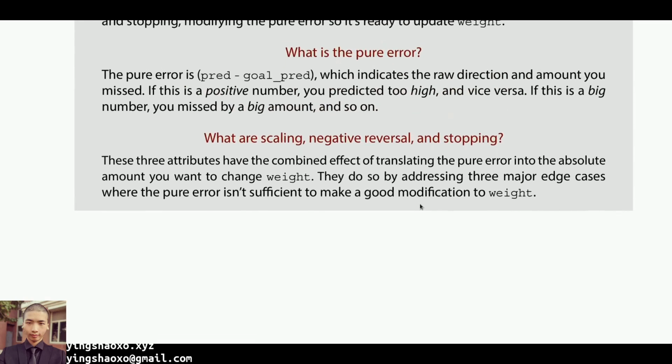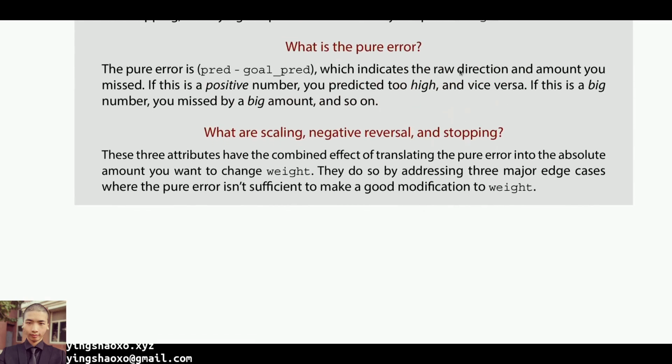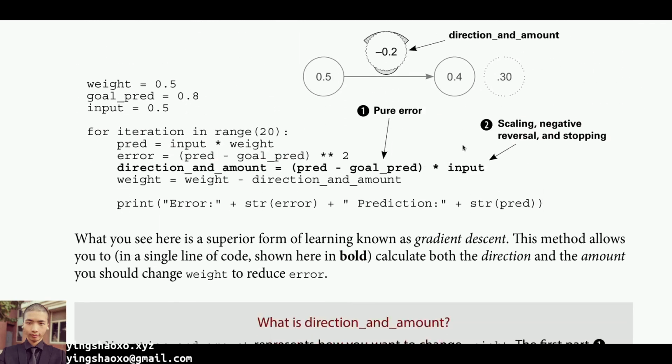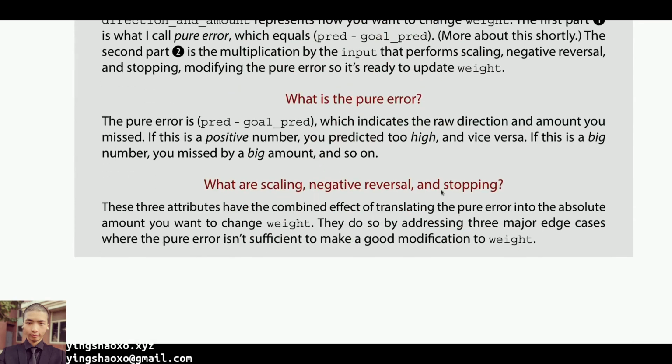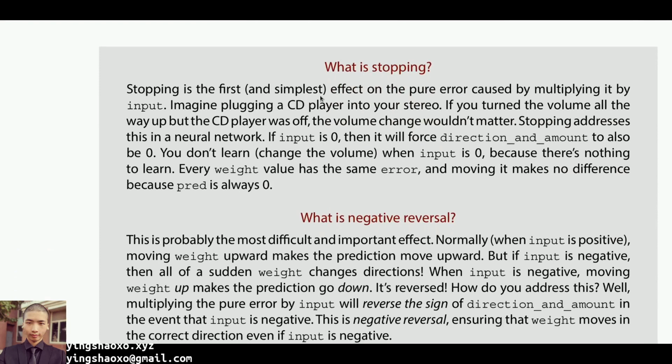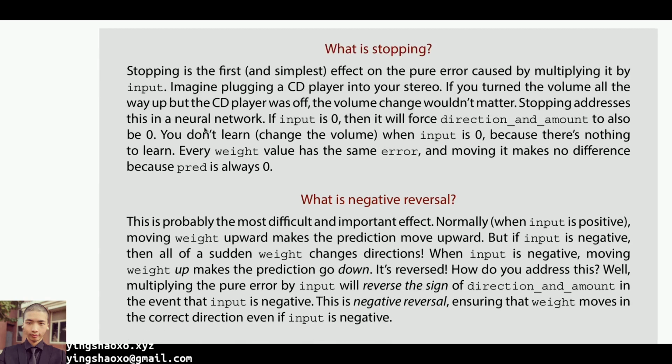But I indeed know that if the error equals 0, 0 times anything would still equal 0, so it will stop updating the weight. What is stopping? Stopping is the first and simplest effect on the pure error caused by multiplying it by input. Imagine plugging a CD player into your stereo. If you turned the volume all the way up, but the CD player was off, the volume change wouldn't matter. Stopping addresses this in a neural network.